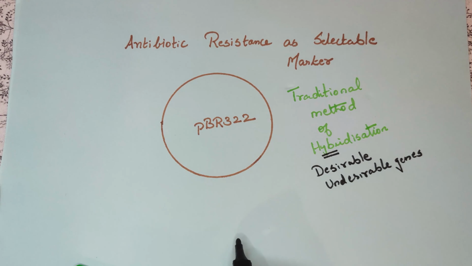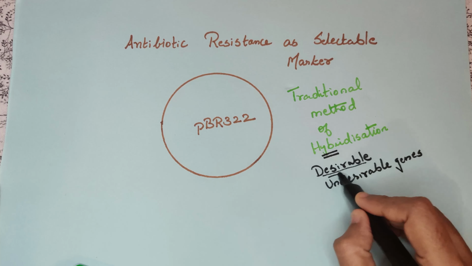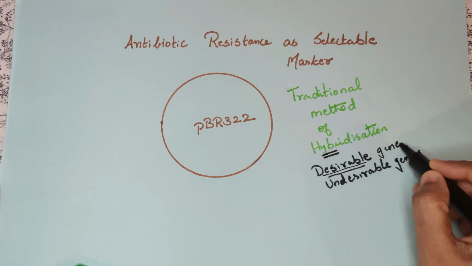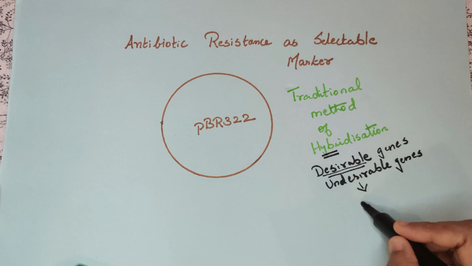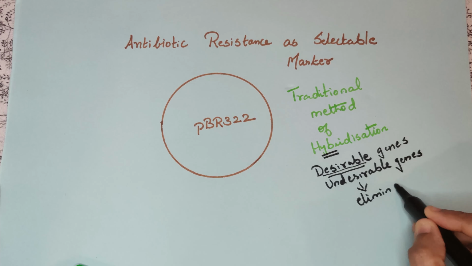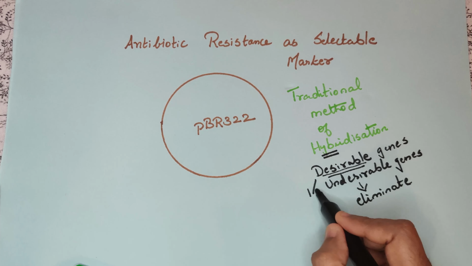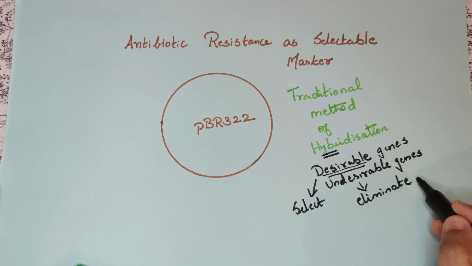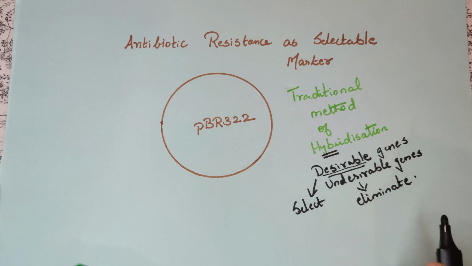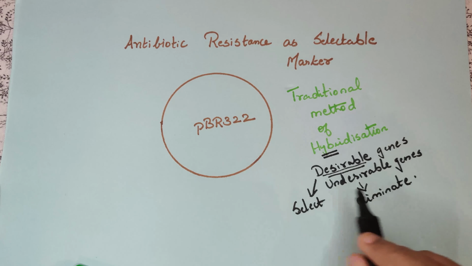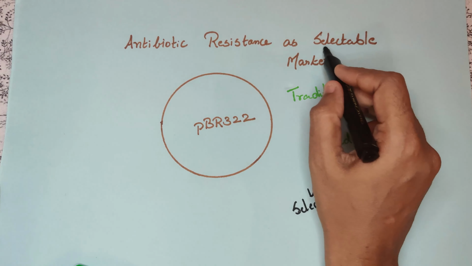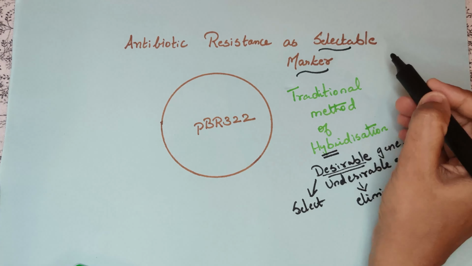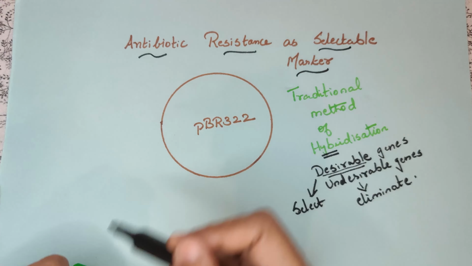Whereas in biotechnology and genetic engineering procedures, we are actually propagating only the desirable genes and we are going to eliminate the undesirable genes. We are going to select only the desirable genes, and the undesirable genes are eliminated. So how are we going to do this process? We are going to do this by means of a selectable marker, that is antibiotic resistance.